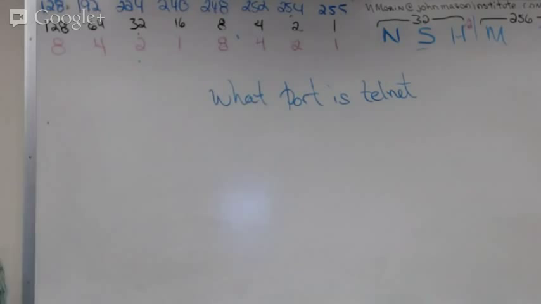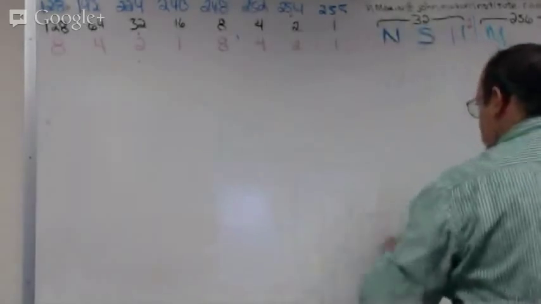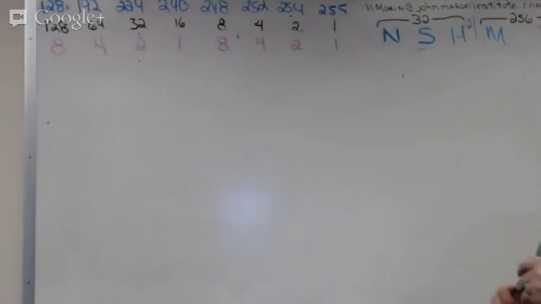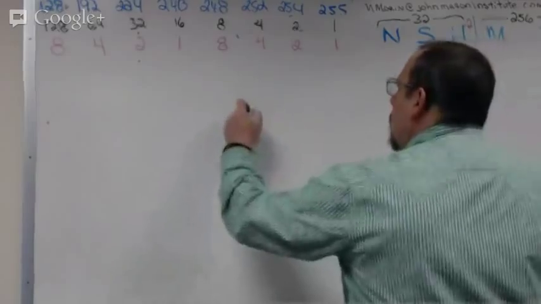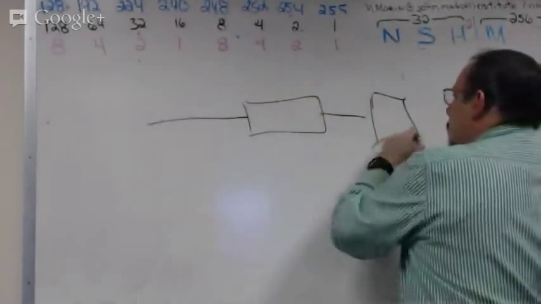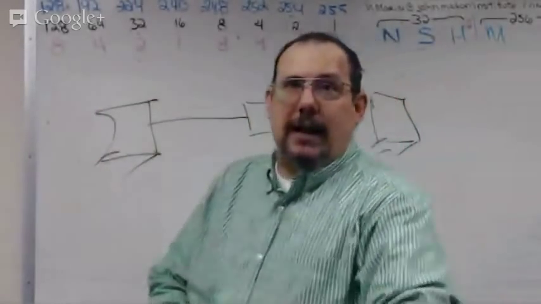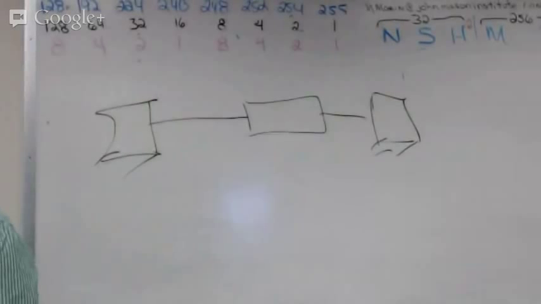Okay? So let's go back and look at our basic subnet. Basically, we have two PCs and a hub. And what we have to do is deal with two different things in a network. They're called domains. These are not Microsoft domains. They have nothing to do with users. They have to do with traffic.